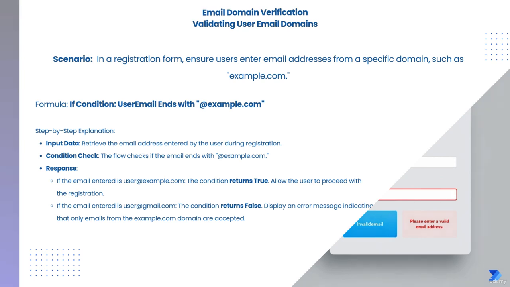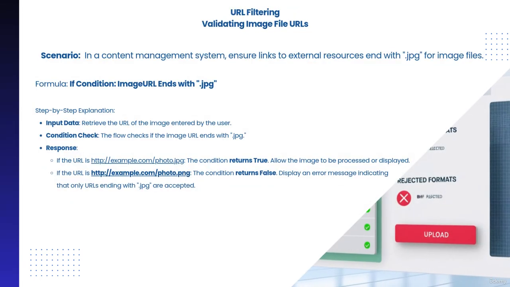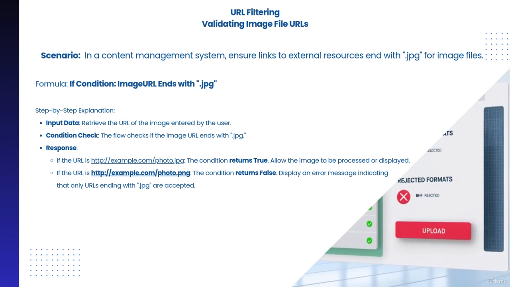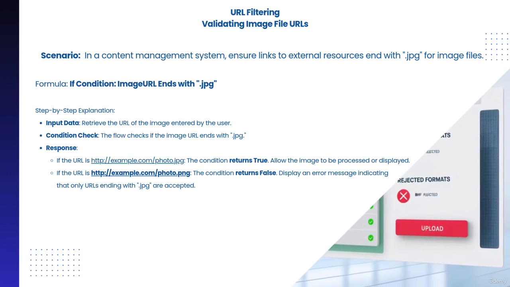Example 3. URL filtering scenario. In a content management system, you want to ensure that links to external resources end with .jpg for image files. The flow checks if the provided URL ends with .jpg. Formula: if condition. Image URL ends with .jpg. Step-by-step explanation. Input data. Retrieve the URL of the image entered by the user. Condition check. The flow checks if the image URL ends with .jpg.